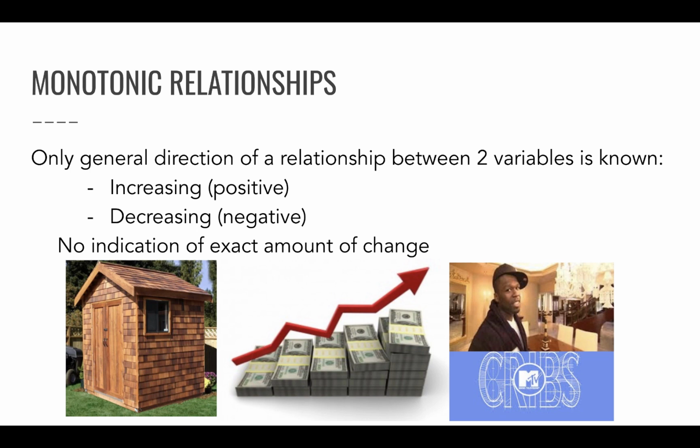Another example would be MTV Cribs. I don't know if you remember that even. That was from my time when I was a teenager. I don't watch TV anymore, but the two variables here would be income and housing size. So you could say on average or overall that as income increases, people's houses tend to increase as well. So usually higher income means bigger house, but it's not a linear relationship. It's not that for every buck you make extra, your house grows 1 square foot. It's not a linear relationship at all. So this is another example of a monotonic relationship.